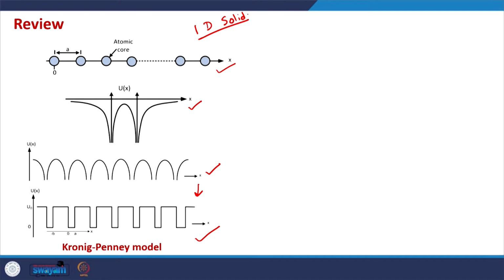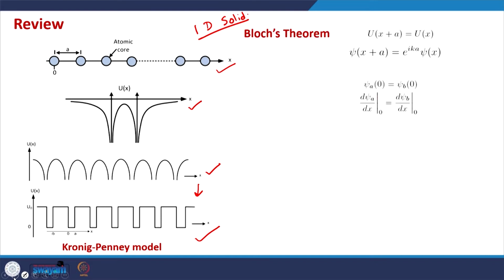And with this potential profile, we saw that by using Bloch's theorem, which essentially allows us to calculate the electronic wave function when we have a periodic potential, we can solve the Schrodinger equation for the KP model potential energy. And this is what we were doing.